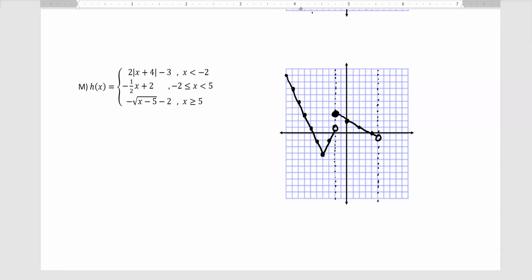There we go. And then we have the negative square root of x minus 5 minus 2 to the right. So this one has been shifted right 5, moved down 2. We'll have a closed circle there. And then instead of opening up, it'll open down like so. And there we go. And there is that piecewise function.